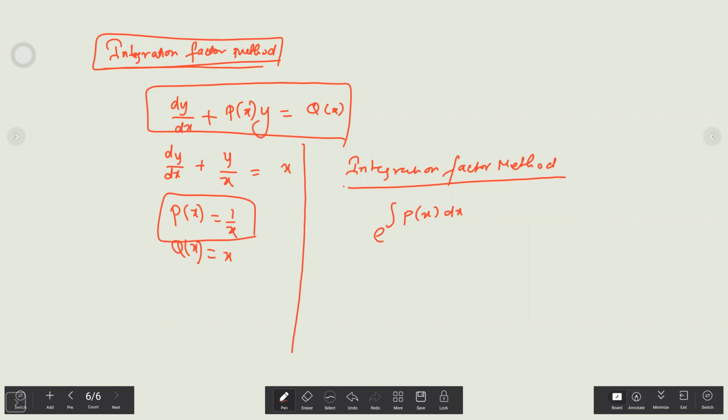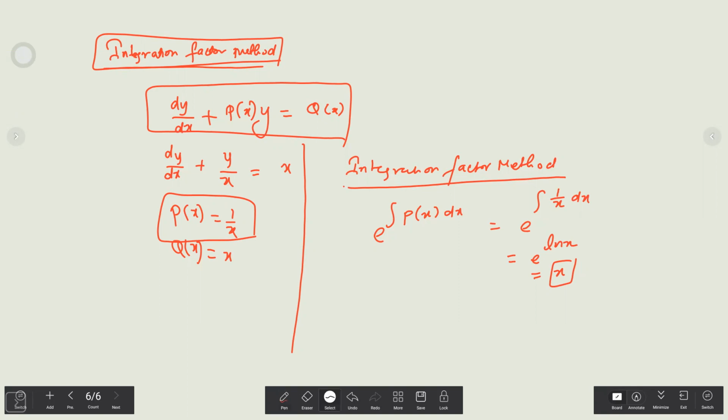So now, in this particular context, our integration factor is e to the power integral of 1 upon x dx. So the integral is e to the power ln x, and you get x as the integration factor. Immediately after you get the integration factor, what you should do is multiply this integration factor on both sides of the original differential equation. Always do that.